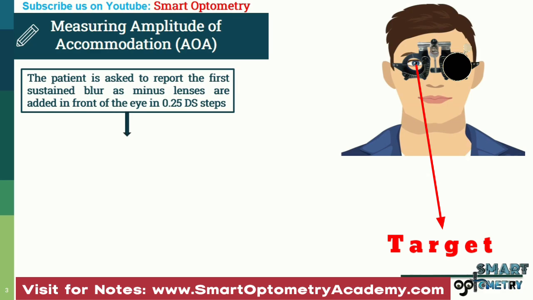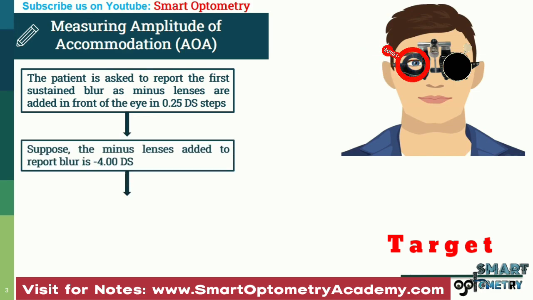The patient is asked to report the first sustained blur as minus lenses are added in front of the eye in 0.25 diopter steps. Suppose we have added minus 0.25 spherical trial lenses and the patient is saying the target is clear. So we will increase minus 0.25 diopter more. So let's add 0.5. The patient is saying the target is still clear. So now let's add minus 0.75. Still the patient is saying it's clear. Let's add minus 1. Still it's clear.